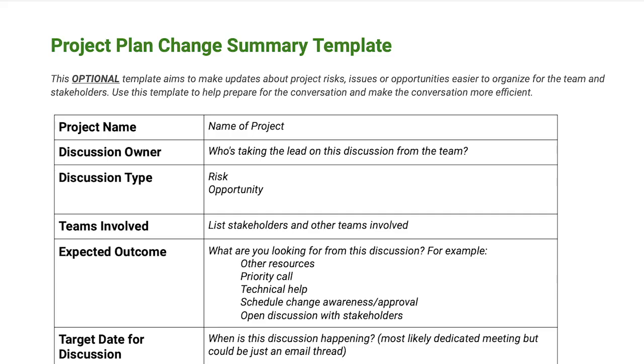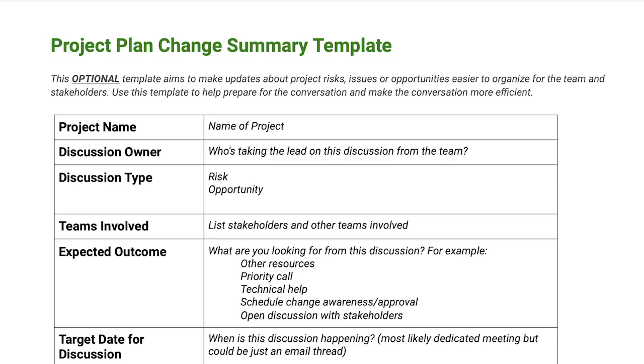Since a lot of people with different roles on the project can fill out these forms, it's important for the forms to be self-explanatory and very thorough. In the provided template, which uses a 2x10 table, you'll need to include information in the cells such as the project name, the discussion owner, who's taking the lead on this discussion from the team, and discussion type. You'll want to let your audience know if you'll be discussing a risk, opportunity, or anything else.